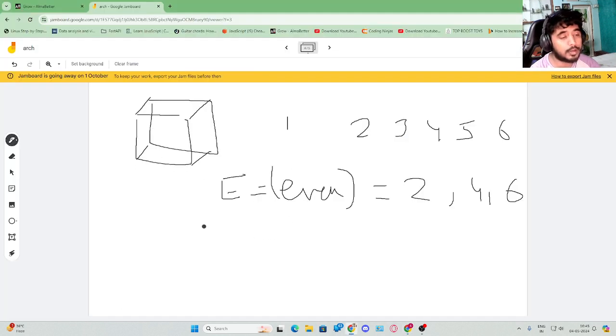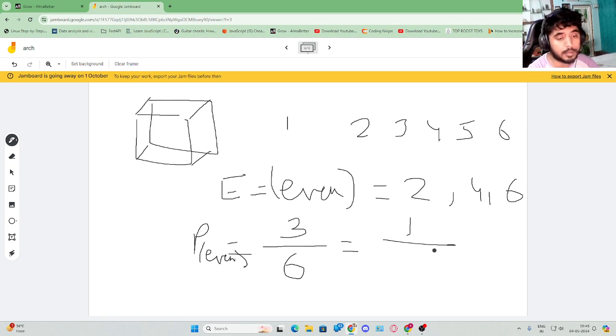So next is probability. Probability is the likelihood of the occurrence of an event. The number of events we have is 3, and the total number of elements in the sample space is 6. So this is the formula for probability. The probability of occurrence of an even number is equal to 1 by 2. This is how we get the probability.